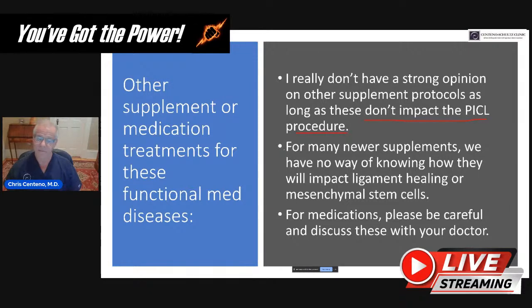Just realize that for many of the newer supplements, I can't go on to PubMed or the U.S. National Library of Medicine and find out if they might have an impact on your stem cells like I can with some of the more established ones. The same thing for medications. Obviously, you've got to review all of that with your doctor and us.